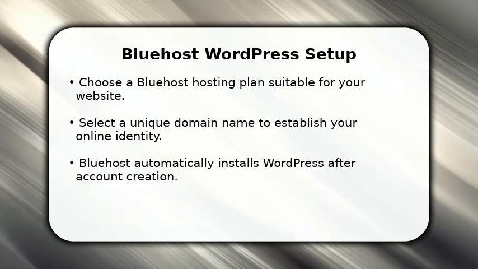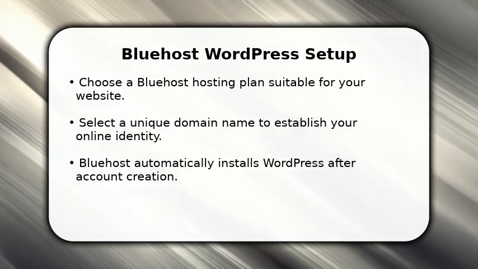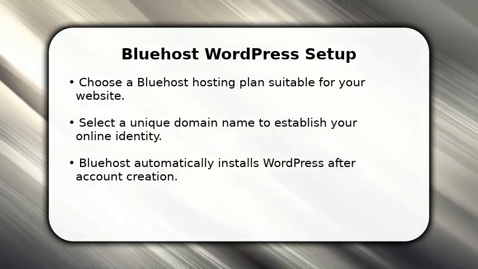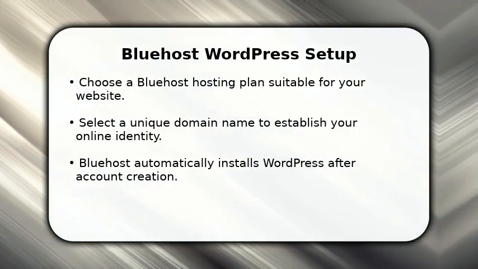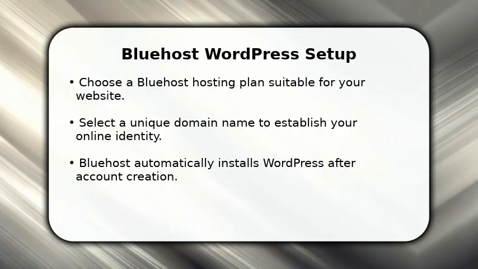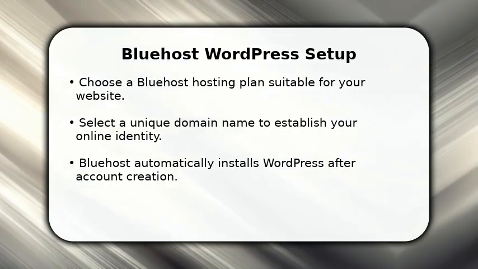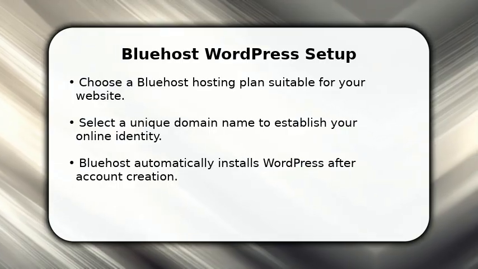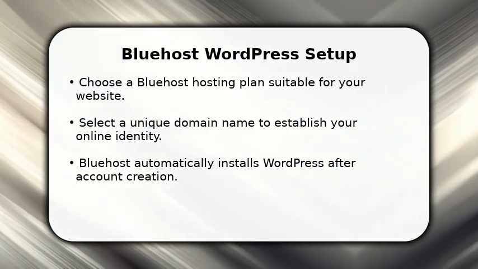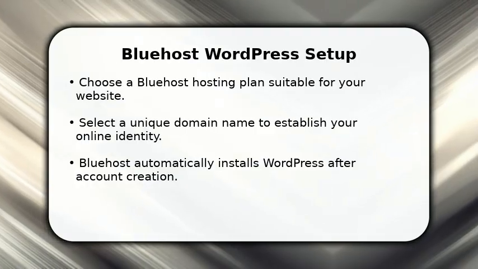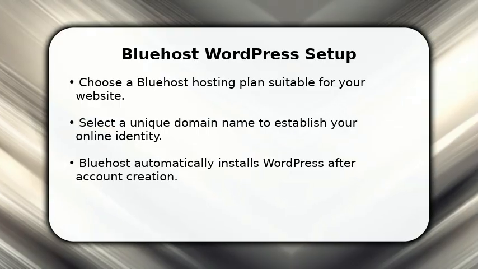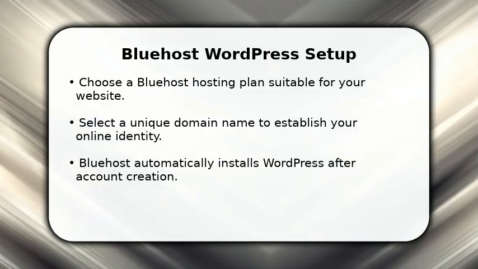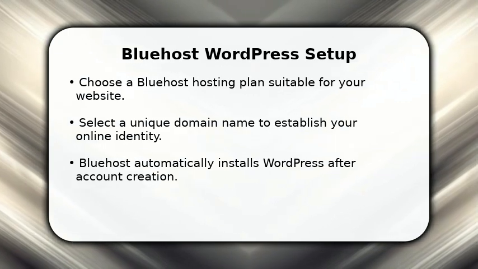In this video, I will explain how to use WordPress through Bluehost. First, you will select a Bluehost hosting plan that aligns with your website's requirements. Next, choose a unique domain name, which is your website's address on the internet. Bluehost then conveniently installs WordPress for you, typically within a few minutes, making the initial setup process incredibly straightforward and user-friendly. This easy method gets your site ready quickly.